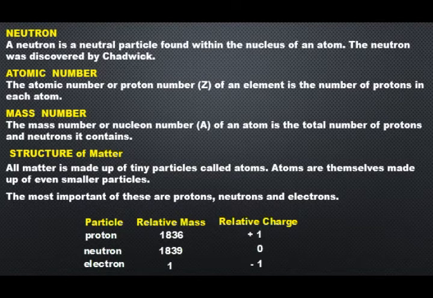The relative mass of a neutron compared to that of an electron is 1839, and it has no charge, the charge being 0. The electron, the particle which we are comparing, its relative mass is 1 and the charge is -1.